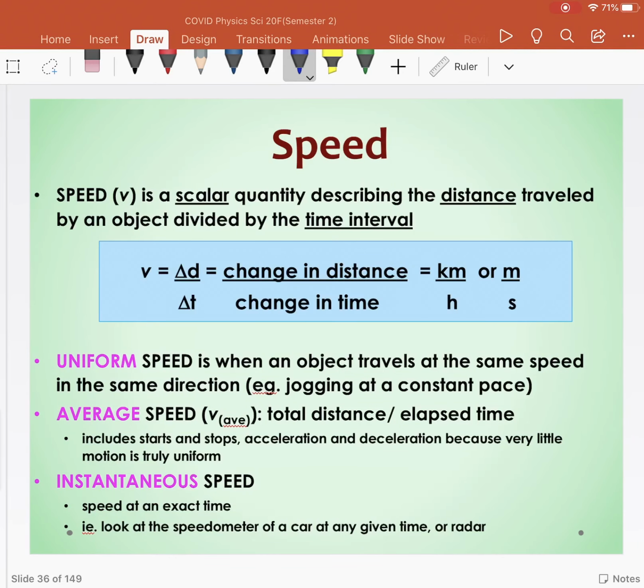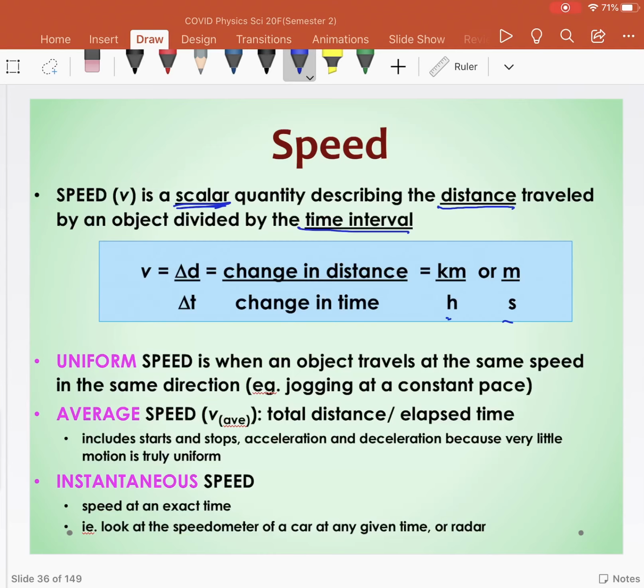So starting with speed. Now, speed is a scalar quantity. So as we learned in our last lesson, this means that it does not require direction to be calculated. So speed, think about driving in a car, how fast you're moving. This is often stated in kilometers per hour or meters per second. So think about speed limits. Okay, let's say 100 kilometers per hour highway speed. So speed is describing the total distance traveled by an object divided by a time interval. That's how we calculate it.